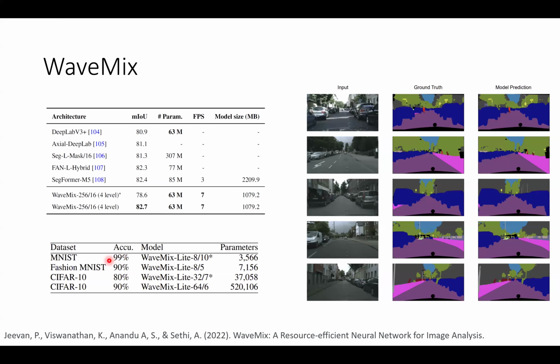Because WaveMix doesn't have a learnable token mixing, it is highly parameter efficient. We show in multiple datasets that to reach a particular accuracy, the number of learnable parameters required by the model is very small. For example, in datasets like MNIST, Fashion MNIST, and CIFAR-10, we show that with just thousands of parameters, the model is able to reach very high accuracy benchmarks.